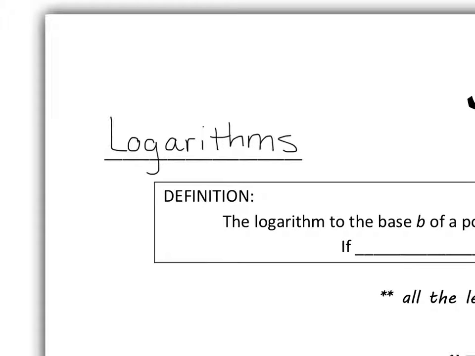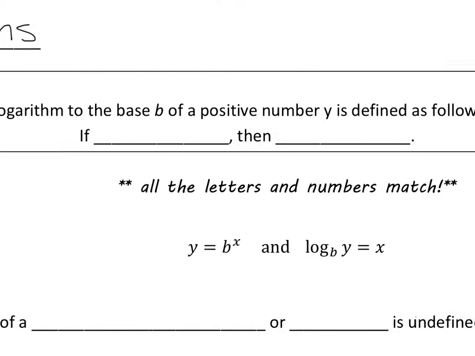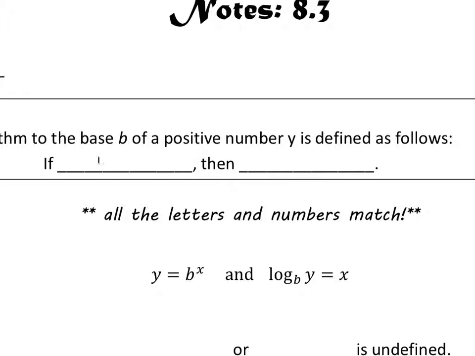Logarithms. By definition, the logarithm to the base b of a positive number y is defined as follows. If you have y equals b to the x, where y is a positive number and b is our base, then log base b, with a little subscript b, of y equals x. If you notice, all the numbers and letters match. The only difference between here and here is their order, the way they're written, and this log.